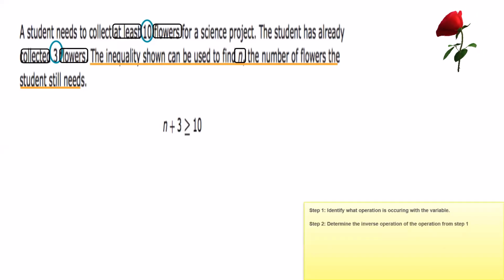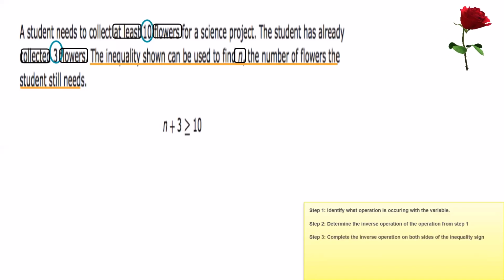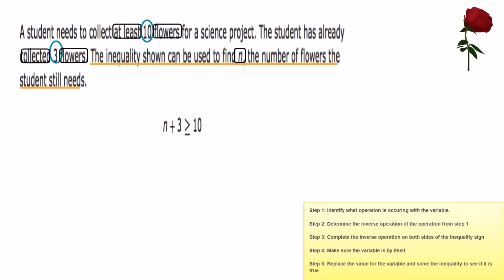My next one, step 2, determine the inverse operation of the operation from step 1. Step 3, complete the inverse operation on both sides of the inequality sign. So whatever I do to one side of the inequality sign, I have to do to the other side. Step 4, we want to make sure that the variable is by itself. And step 5, we want to replace the value for the variable and solve the inequality to see if it is true. Let's go.